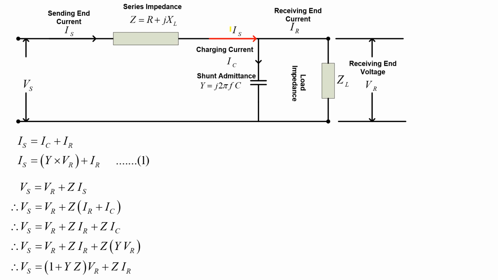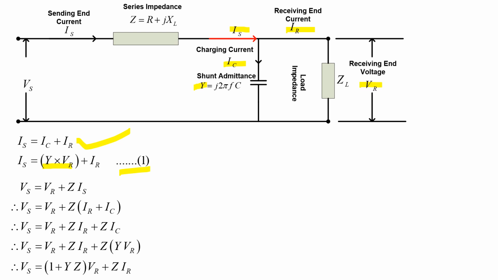This is my IS and this is my IC and this is my IR. Apply the KCL so that I can write the expression IC plus IR, correct? So second equation from this, IC is nothing but I can write the expression of current by using the relation I is equal to Y into V. So Y is already there, and voltage applied across this shunt capacitance is nothing but the voltage VR. So this IC is represented by Y into VR plus IR. So this is my equation number 1.